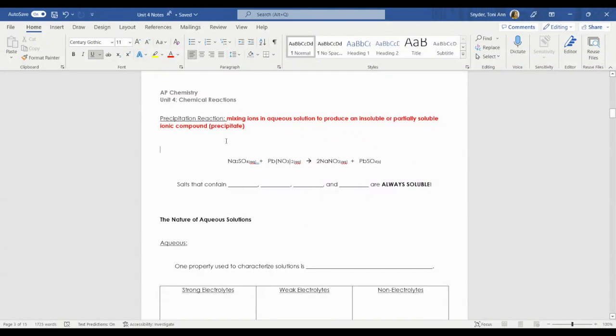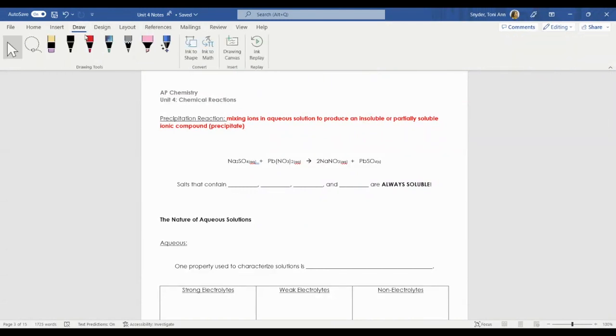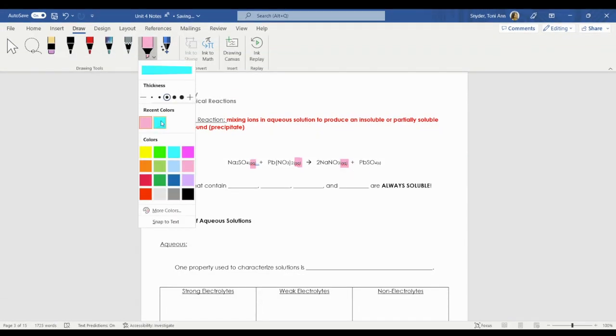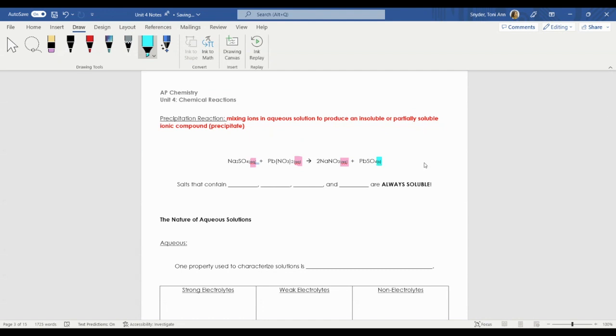So in this case, for a precipitation reaction, we have 2 aqueous solutions. Notice here, I have sodium sulfate as an aqueous solution, and I combine that with another aqueous solution of lead 2 nitrate. When those 2 react together, I form an aqueous solution of sodium nitrate, but I form solid lead 2 sulfate. Because I'm producing that insoluble product, that precipitate, that's how we know that a precipitation reaction has occurred.